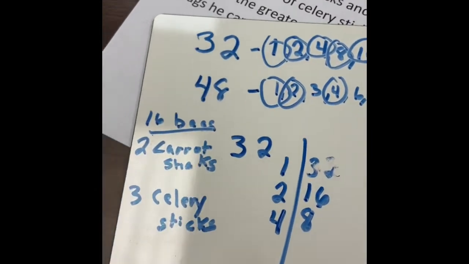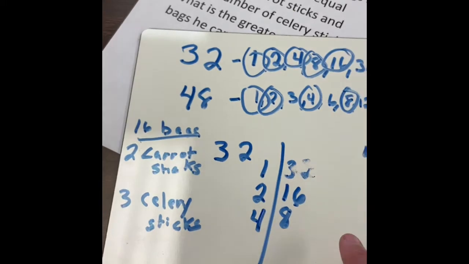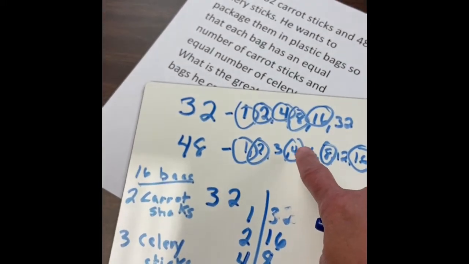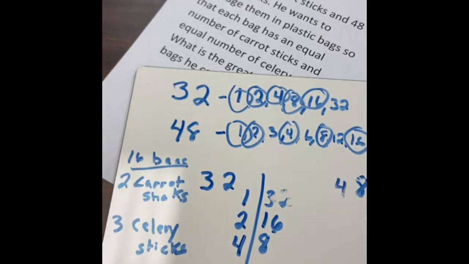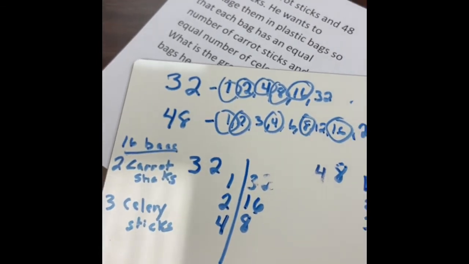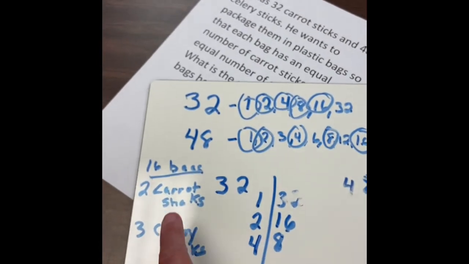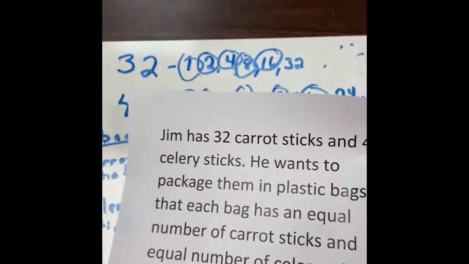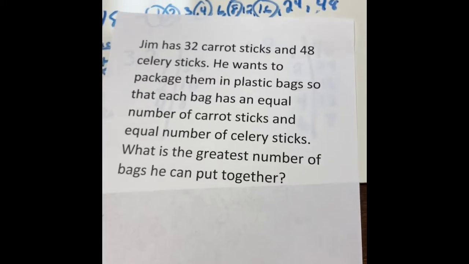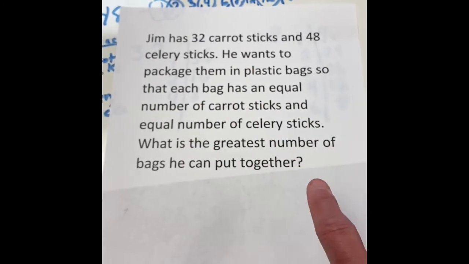Now, if it didn't want the greatest number of bags, you could have used 8, 4, 2, and then the one bag would have them all, okay? So 16 bags, and remember, if you look at the problem, let's go back, and after you finish it, go back and see if it makes sense now.